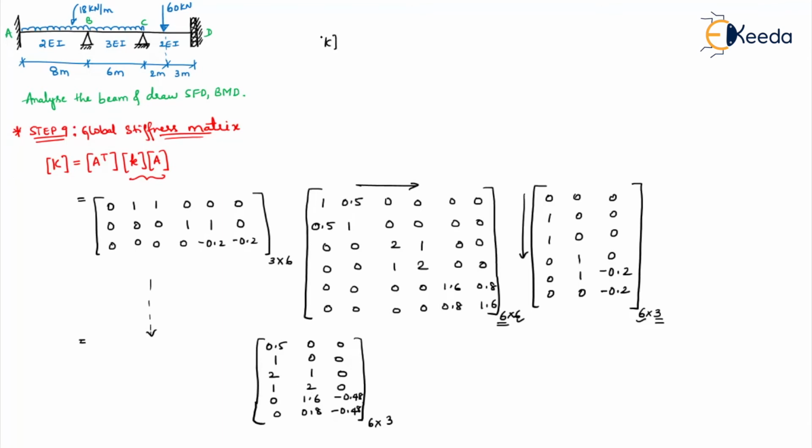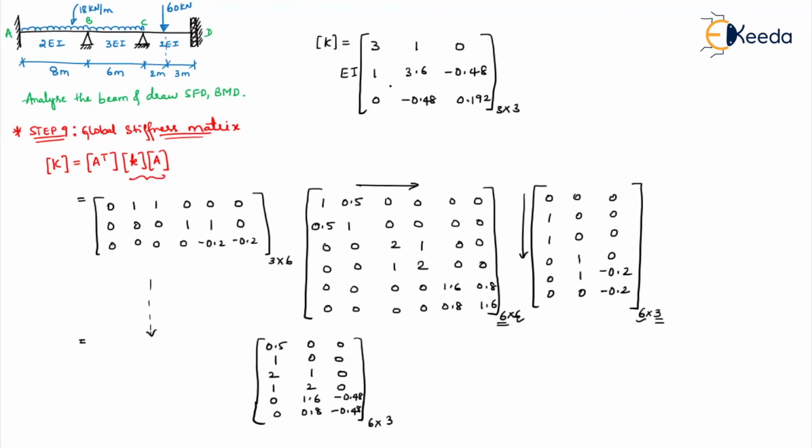I am writing the final K matrix here. So your final K matrix is 3, 1, 0, 1, 3.6, minus 0.48, then 0, minus 0.48, final value is 0.192. So this is a 3 into 3 matrix. This should be multiplied by EI. So this is your step 9 of finding your global stiffness matrix. I am not doing your multiplication part because it's very easy and you already know how to do it.